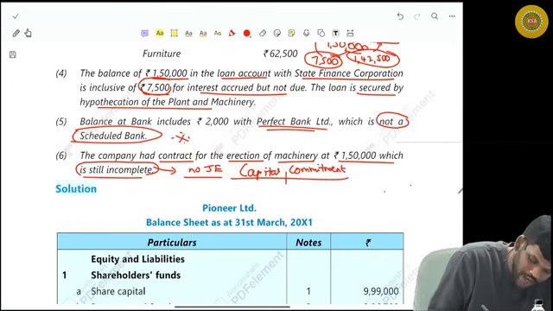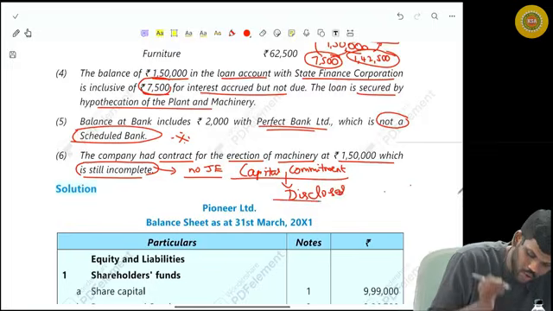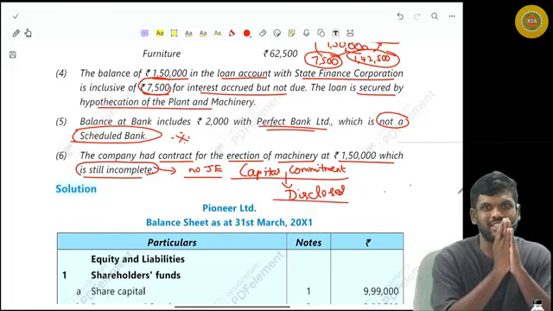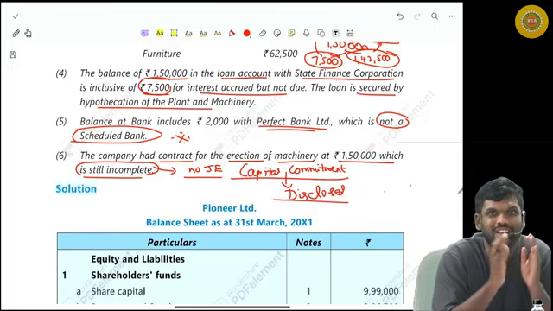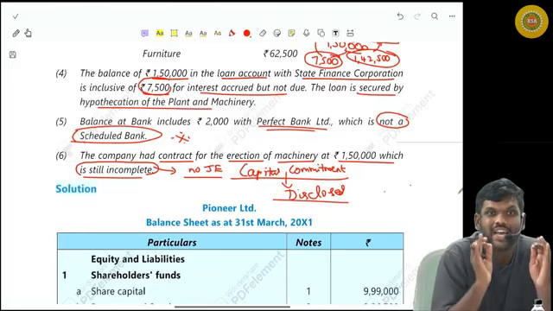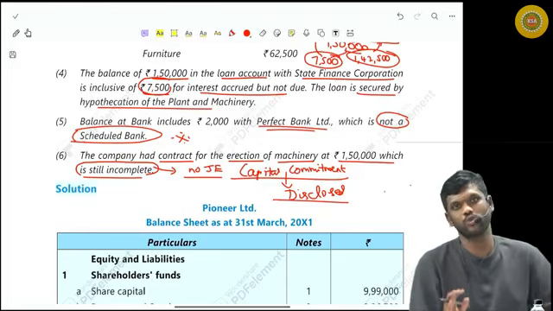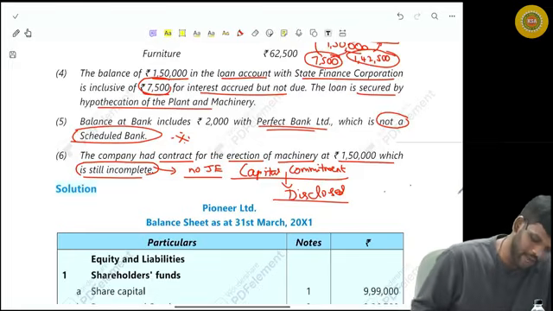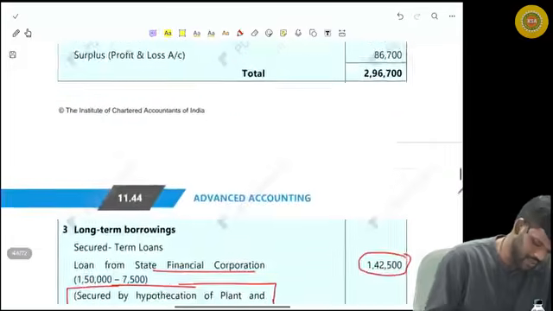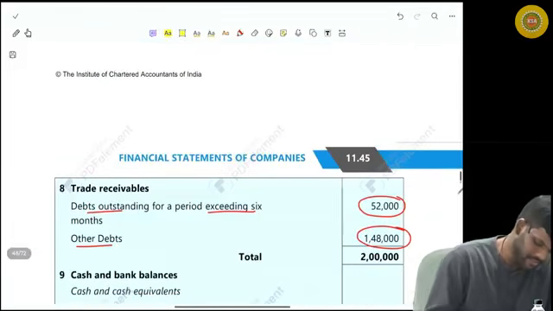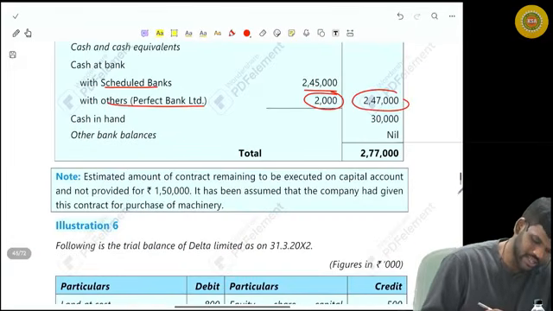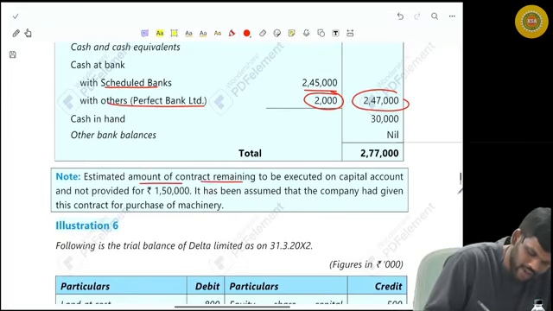It should only be disclosed in notes to accounts. It should not be passed any journal entry. This is like contingent liabilities. It should only be disclosed in notes to accounts. No journal entry should be passed. So if you see what they would have done, they would have clearly shown it as a note: estimated amount of contract remaining to be executed on capital account.